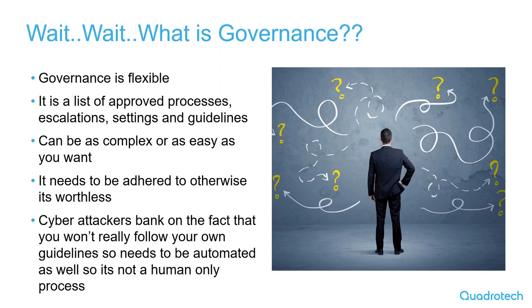The key thing to remember about governance is that you need to have somebody, that's where I put in that word escalation, somebody who's in charge of it, who's tracking it, and is making sure that it's actually able to go down. Cyber attackers bank on the fact that you won't really follow your own guidelines. So it needs to be automated as well, so it's not a human-only process. People often think of governance as being these big, weighty documents that everybody goes through. No, you have to take that document and put it into effect. And this is basically what we're going to talk about through the rest of this presentation.